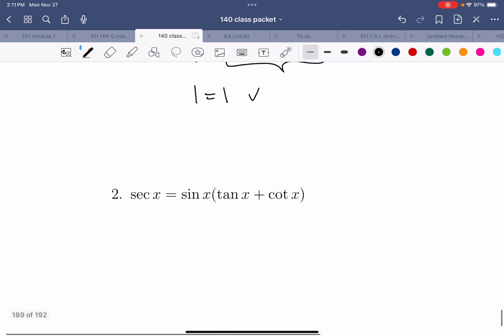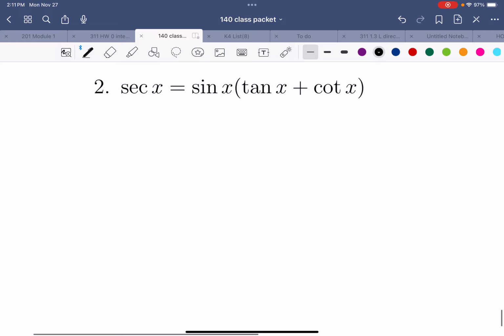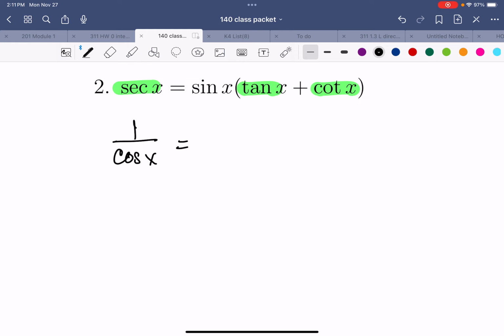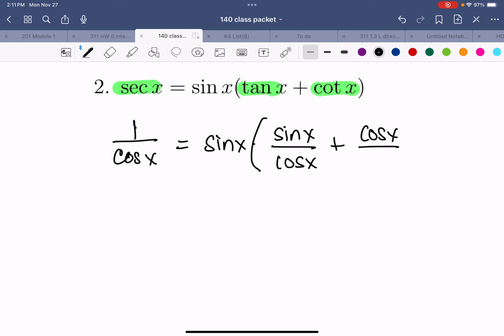Let's look at one more. Okay, so same kind of thing. I'm approaching this by looking at what are trig functions that are not sines and cosines. So I've got a secant, a tangent, and a cotangent. So I'm going to switch those to sines and cosines. So secant is 1 over sine. Scratch that. Secant is 1 over cosine. There we go. And then we have sine x times tangent, which is sine x over cosine x. And cotangent is cosine x over sine x.